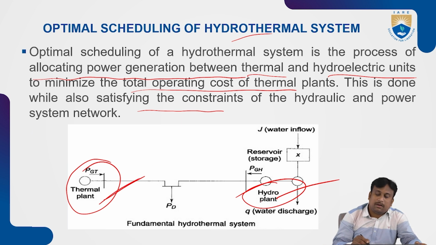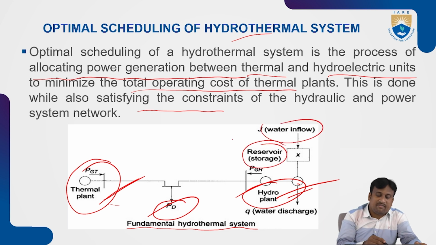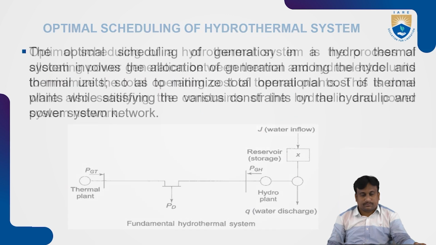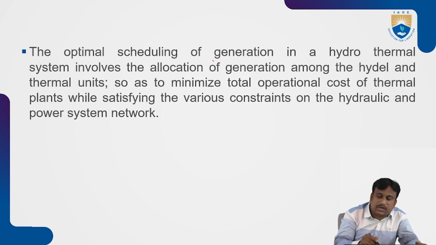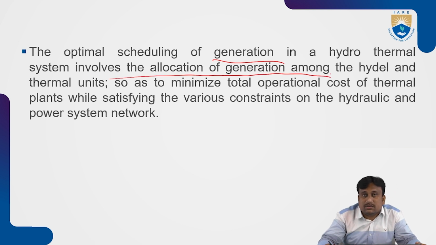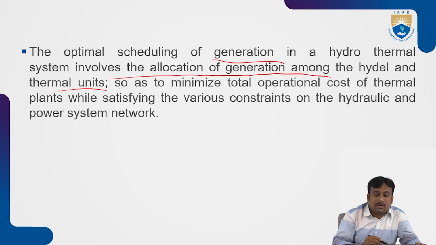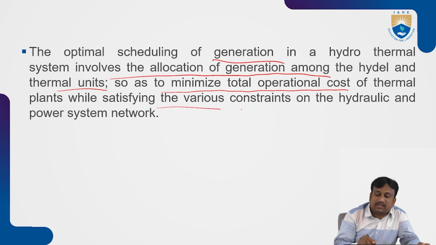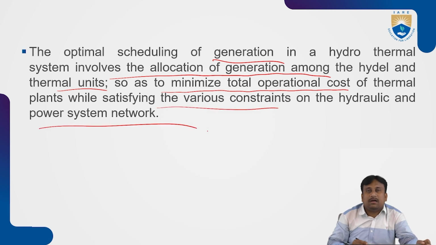So this is the thermal plant, this is the hydel plant. In between, your load is going to be connected. So this is the fundamental hydrothermal system. Based on the reservoir storage, water inflow, and availability of the coal from the input section, this process is going to be controlled. So here the optimal scheduling of the generation in a hydrothermal system involves the allocation of generation among the hydel and thermal units, so as to minimize the total operational cost of thermal plants while satisfying the various constraints on the hydraulic of the power system network.